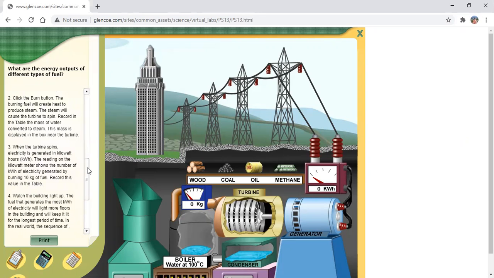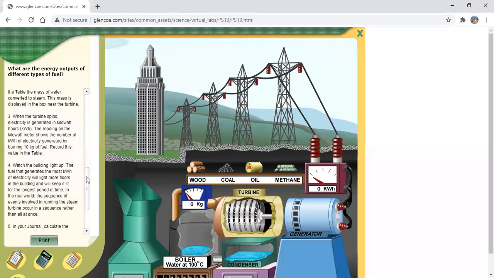When the turbine spins, electricity is generated in kilowatt hours. The reading on the kilowatt meter shows the number of kilowatt hours of electricity generated by burning 10 kilograms of fuel. Record this value in the table. Watch the building light up. The fuel that generates the most kilowatt hours of electricity will light more floors in the building and will keep it lit for the longest period of time in the real world. The sequence of events involved in running the steam turbine occurs in a sequence rather than all at once.